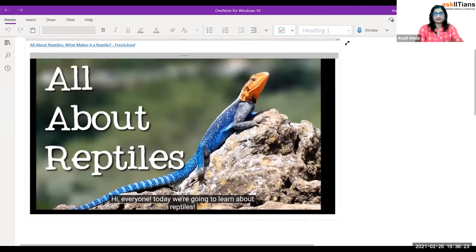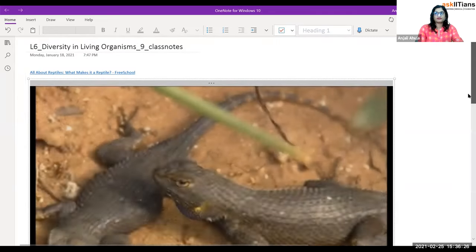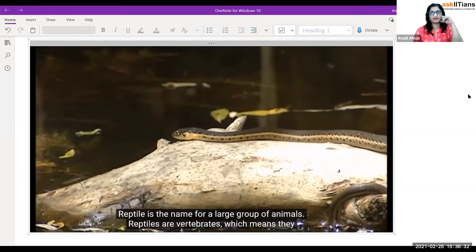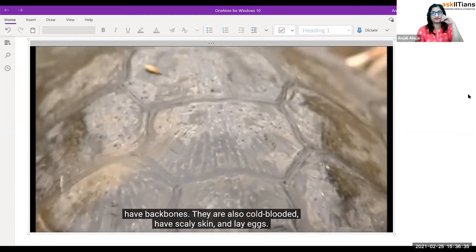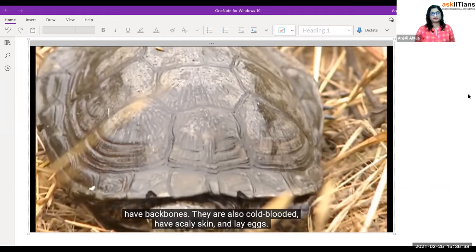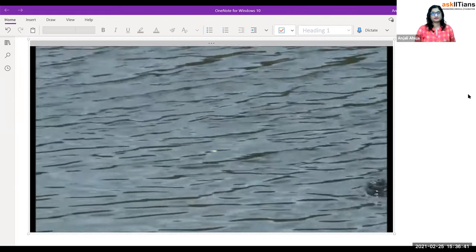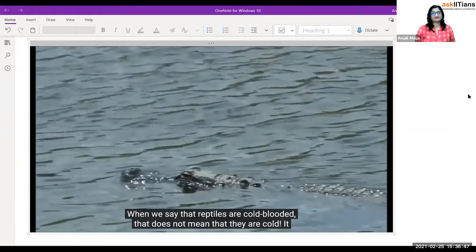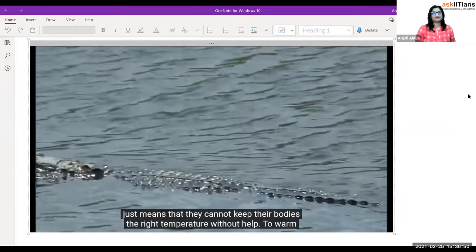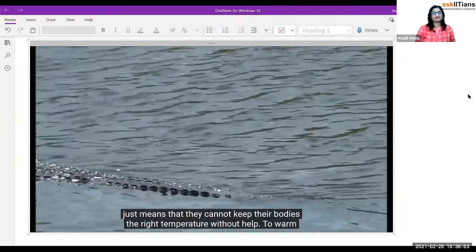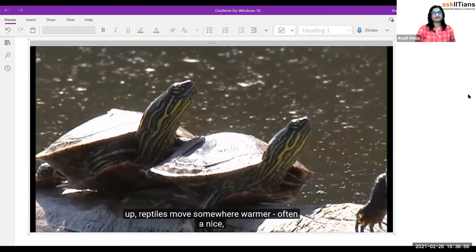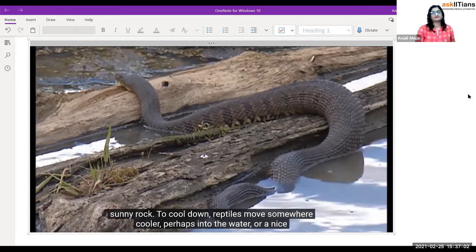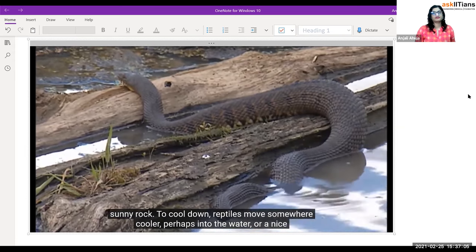Hi, everyone. Today we're going to learn about reptiles. Reptile is the name for a large group of animals. Reptiles are vertebrates, which means they have backbones. They are also cold-blooded, have scaly skin, and lay eggs. When we say that reptiles are cold-blooded, that does not mean that they are cold. It just means that they cannot keep their bodies the right temperature without help. To warm up, reptiles move somewhere warmer, often a nice sunny rock. To cool down, reptiles move somewhere cooler, perhaps into the water or a nice shady burrow.